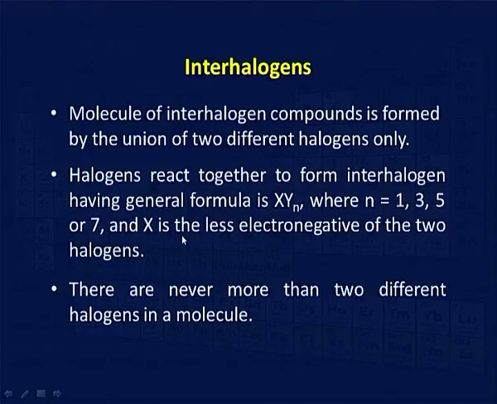Next are the interhalogen compounds. The molecules of interhalogen compounds are formed by the union of two different halogens only. The halogens react together to form interhalogens having the general formula XYn, where n is 1, 3, 5 or 7 and X is the less electronegative of the two halogens. There are never more than two different halogens in a molecule. The less electronegative element is placed on the left in the formula, and naming is done straightforwardly in that sequence.